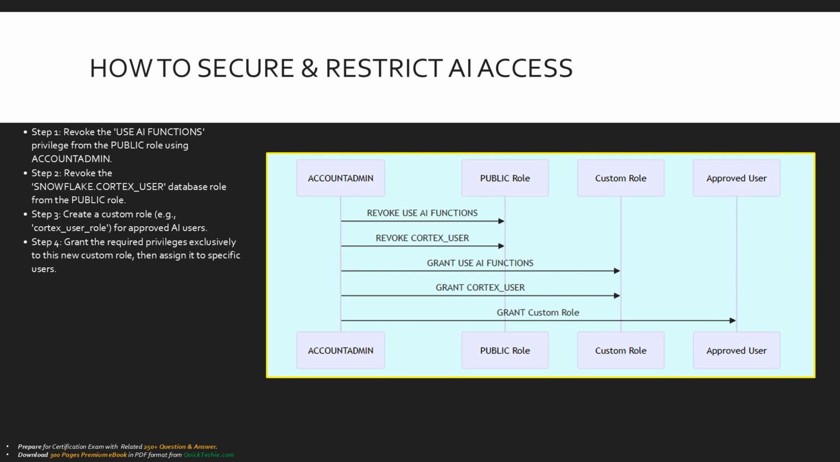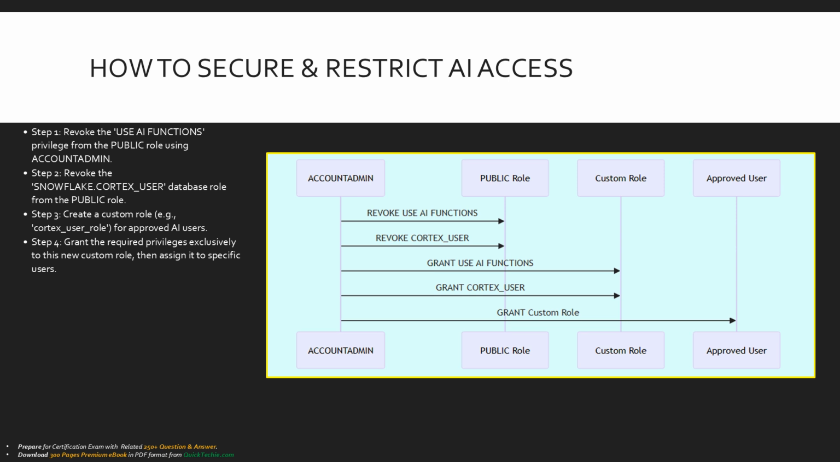It's a straightforward process, but you must be an account admin to do it. First, you explicitly revoke the Use AI functions privilege from the public role. Second, you revoke the Cortex user database role from public. Instantly, you've stopped unauthorized access. But your approved data scientists still need to work. That brings us to step 3.